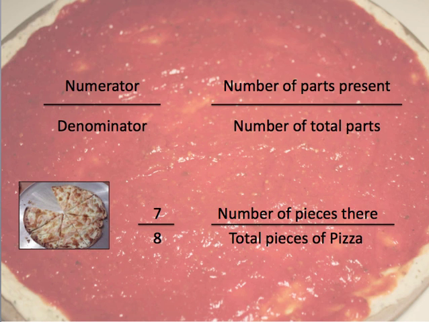So if you look at this picture of the pizza at the bottom, you can see that originally there were 8 pieces. So we put 8 as our denominator because that's the total pieces of pizza that there were. But now there are only 7 remaining. So we are left with 7/8 of the pizza.